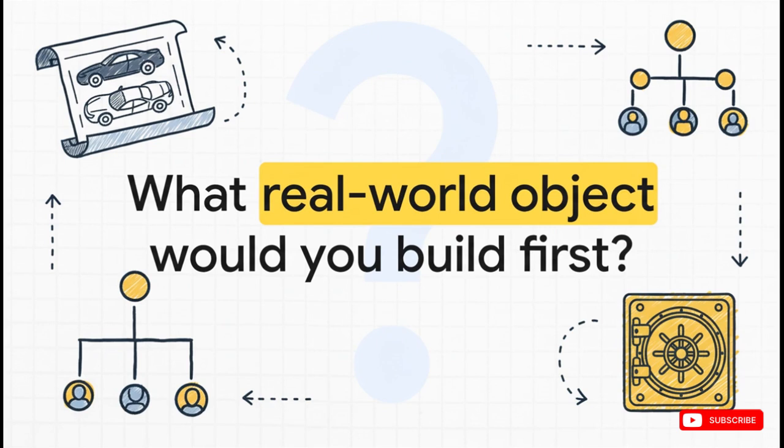So there you have it, a quick tour of the 5 pillars of OOP. It's kind of cool, right? You now have the mental toolkit that programmers use every single day to create all this amazing software. So I'll just leave you with this one question to chew on. Now that you know the rules, what's the first real-world object you'd want to build?